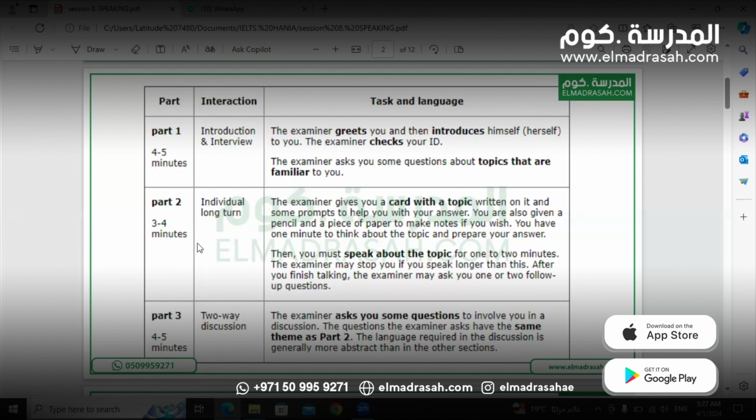In part number 3, you will have some related questions. You will be asked some questions related to this topic, so you should answer these questions in about 4 to 5 minutes. It's a discussion between you and the examiner, and this discussion is about the same topic or related questions to this topic. So this is for the speaking part.